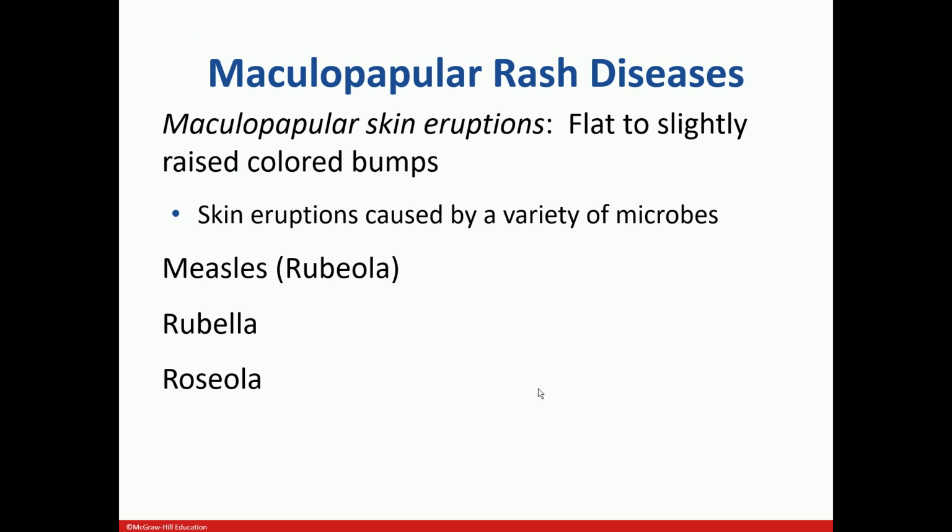The next category I'm going to talk about is called maculopapular rash disease. So first of all, what are maculopapular skin eruptions? Usually these are skin eruptions which are flat to slightly raised colored bumps. If you look at these eruptions, they look like that. They are usually flat to slightly raised colored bumps, and these kind of eruptions can be caused by a variety of microorganisms.